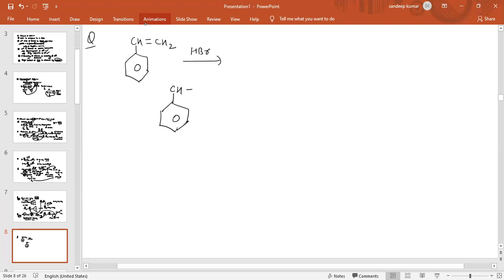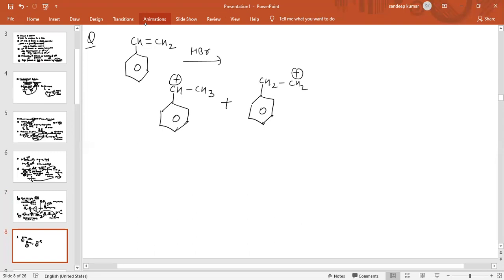There are two possibilities. Either this carbocation will form after attack of electrophile, or this carbocation can also form after attack of electrophile. Either positive charge will come on this carbon atom, so electrophile will attack on the other carbon, or the positive charge will come on this carbon and electrophile will attack at this carbon. Which is the more stable carbocation?